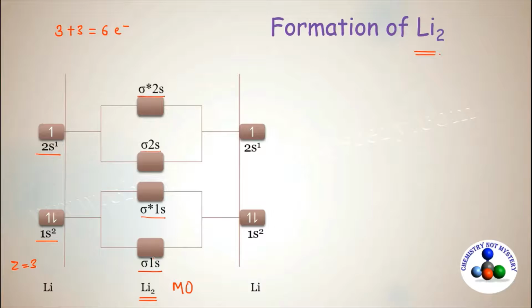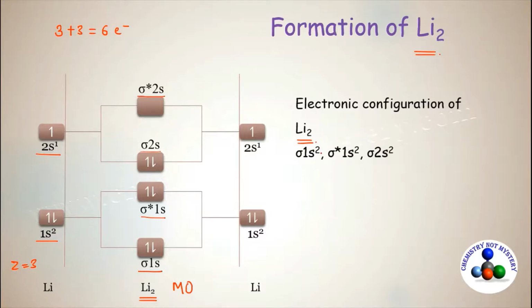First of all, we will fill 2 electrons in the sigma 1s molecular orbital. Now 2 electrons will be filled in the sigma antibonding 1s molecular orbital. Now 2 electrons are still remaining, so these 2 will be filled in the sigma 2s molecular orbital. Now write the electronic configuration for the Li2 molecule. So you will get sigma 1s2, sigma star 1s2 and sigma 2s2.